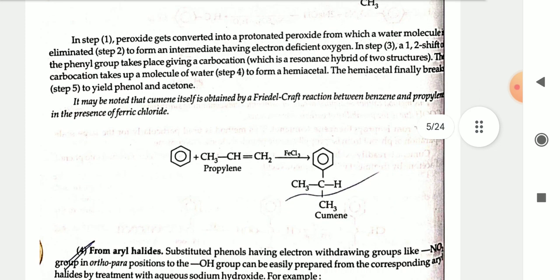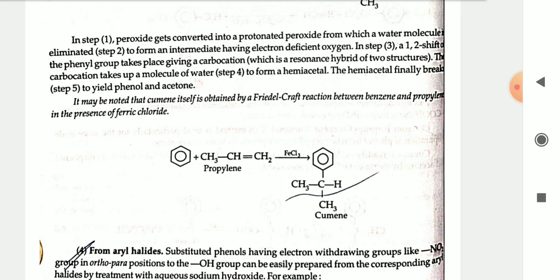In step 1, the peroxide gets converted into a protonated peroxide from which a water molecule is eliminated. Step 2, to form an intermediate having an electron deficient oxygen. In step 3, a 1,2 shift of the phenyl group takes place, giving a carbocation which is a resonance hybrid of two structures. The carbocation takes up a molecule of water. Step 4, to form a hemiacetal. The hemiacetal finally breaks. Step 5, to yield phenol and acetone.